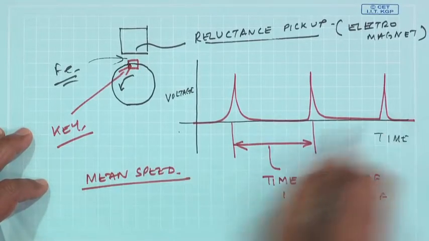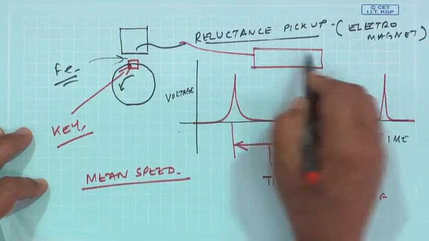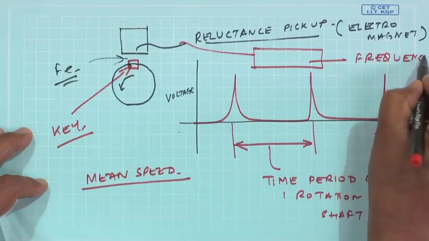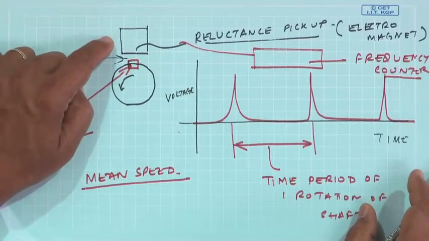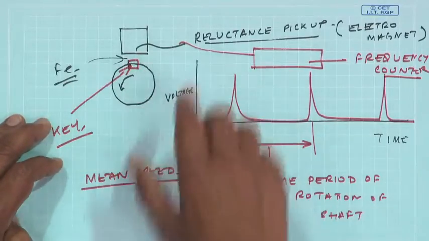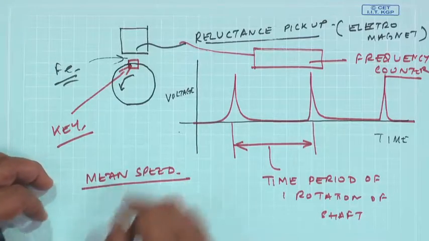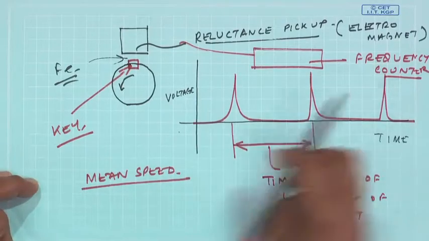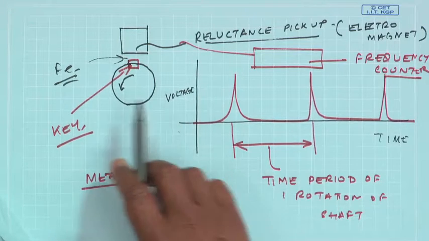Okay. And this can be directly connected to a frequency counter. Nowadays, this is nothing but a frequency counter. And these are very robust. So, in every industrial environment, such frequency counter based reluctance type pickups are used to measure the mean rotational speed. Okay. But we will see scenarios when there is a momentary change in the load, where even within one rotation there is a speed change. We will talk about that later on.